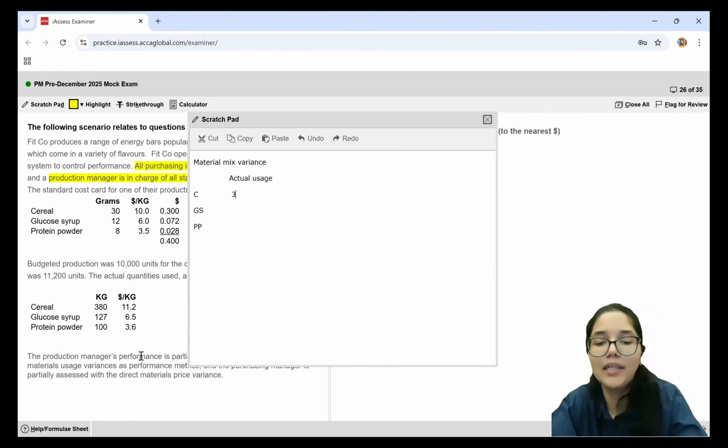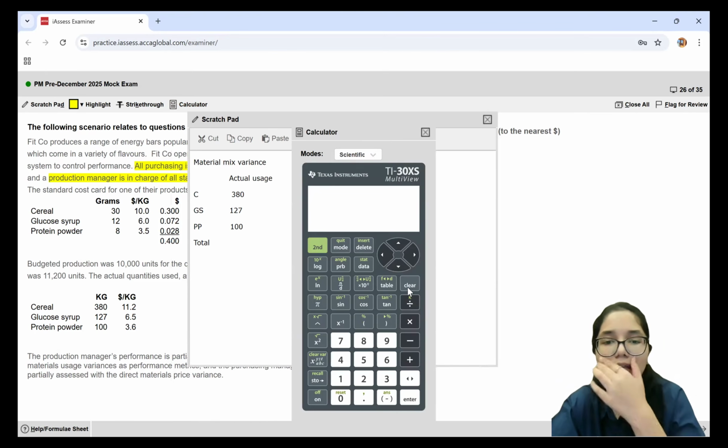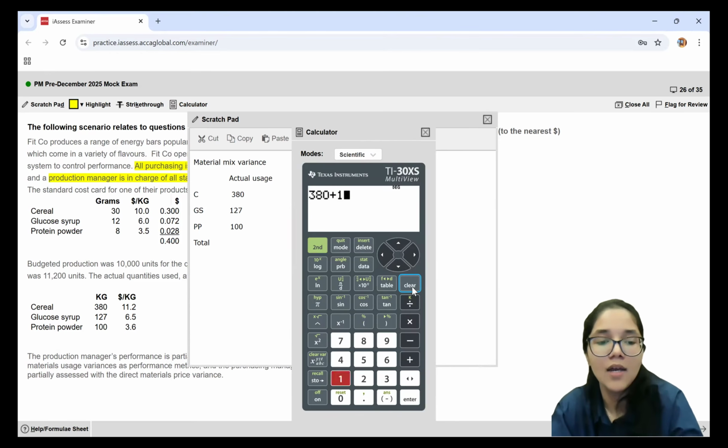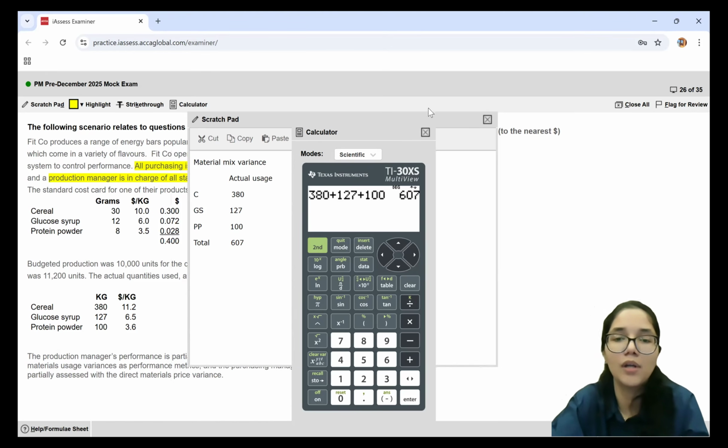So let's see how many kgs have actually been used. 380 kgs for cereal, 127 is your usage for glucose syrup, and then protein powder has been 100. So if I just try to calculate a total of all of these figures, how much material have I used in totality, I can find that out using my calculator. It's 380 plus 127 plus 100. That gives me 607 kgs of material that I've utilized in total.